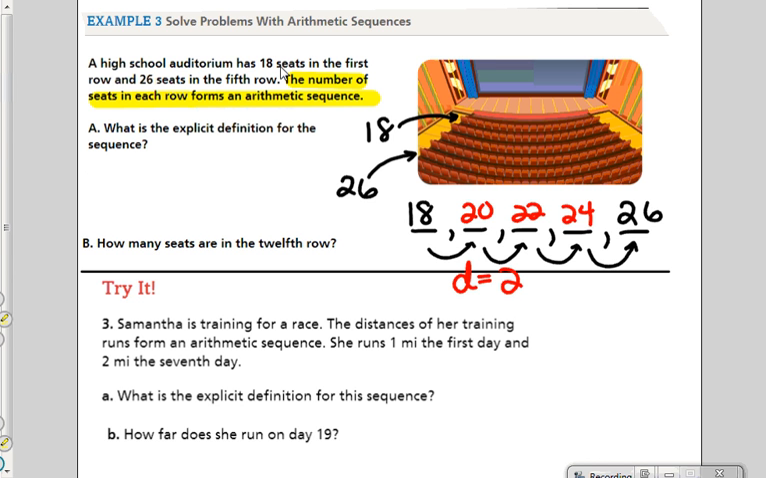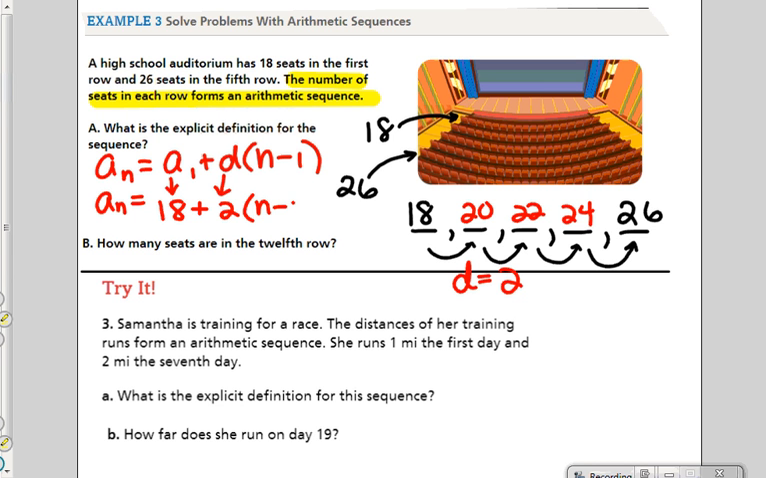So what we're going to do first is part A in this example, and we're just going to write out AN equals A1 plus D times N minus 1. So the explicit formula would start with AN equals, how many seats were in the first row? 18. What's it growing by? 2. 2 times N minus 1. That's part A.